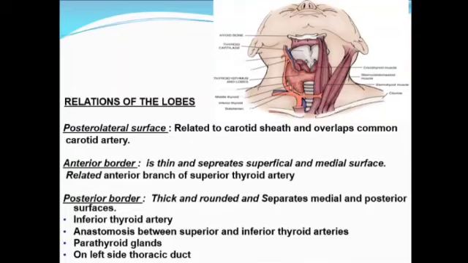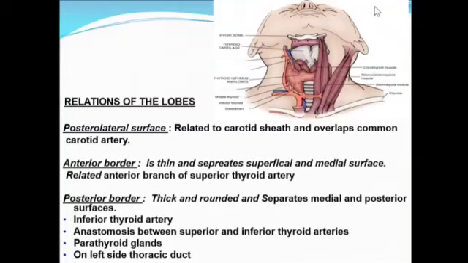Now the posterior border of the lobe is thick and rounded and separates the medial and posterior surfaces. It is related to the inferior thyroid artery, the anastomosis between the superior and inferior thyroid arteries, the parathyroid glands, and on the left side the thoracic duct.